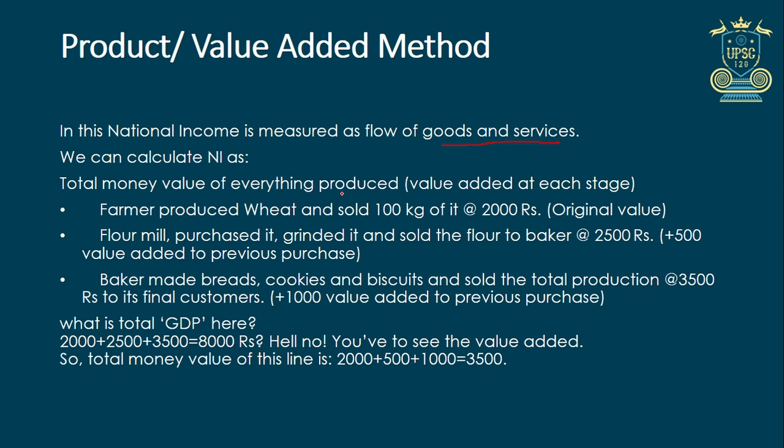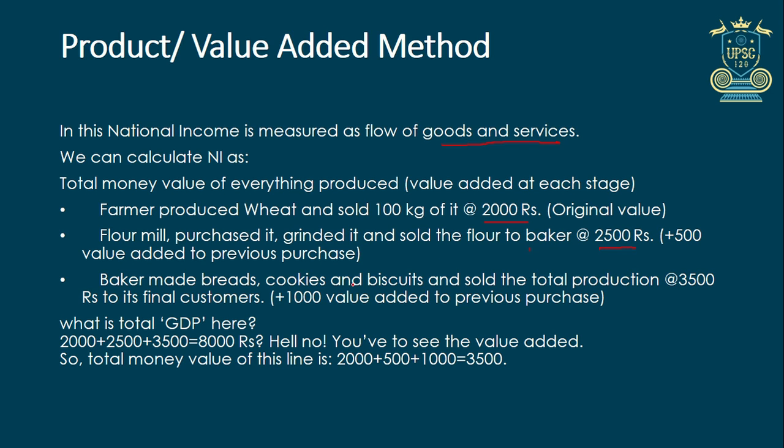So to be more clear, let's see this example. The total money of everything produced, the value added at each stage, is taken in here. Let's take a farmer who produces wheat. The farmer produces wheat and sells 100 kg of it for 2000 rupees. Now the flour mill purchases it, grinds it and sells the flour to the baker. The flour mill bought it for 2000 for 100 kg, he ground it and then he is selling it to the baker at 2500.